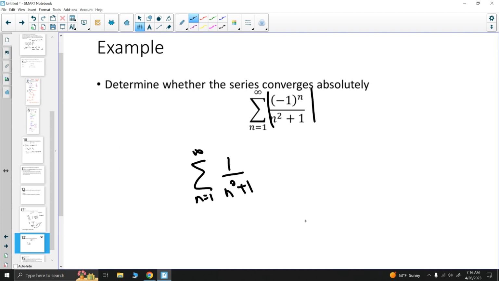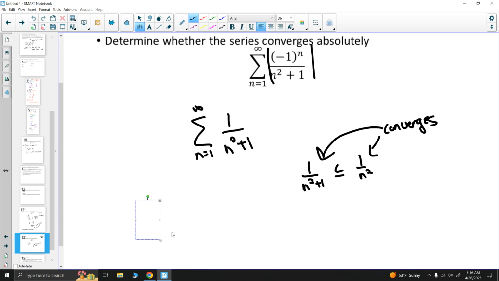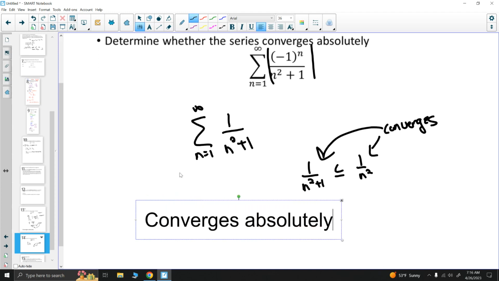Now, again, same thing. We know that 1 over n squared plus 1 is less than or equal to 1 over n squared, which again converges by the p-series. So this converges, and so this converges absolutely. It's nice and simple. So again, if we turn it into an absolute value, then we can go back to our old methods of either the integral test or direct comparison.